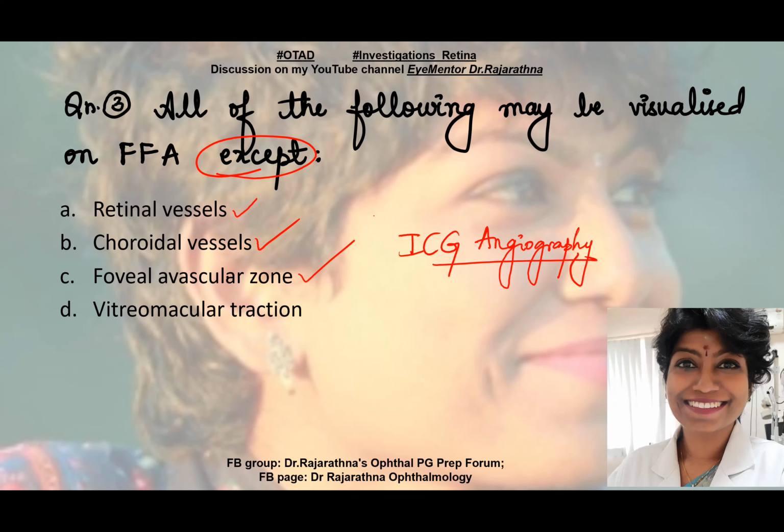Vitreomacular traction, no, you don't get any idea about it on FFA. And maybe you can see the cystoid macular edema, the dye leak, but you don't see the traction as such. So if you have to see this, OCT is the investigation of choice. For seeing vitreomacular traction, OCT is the investigation of choice.